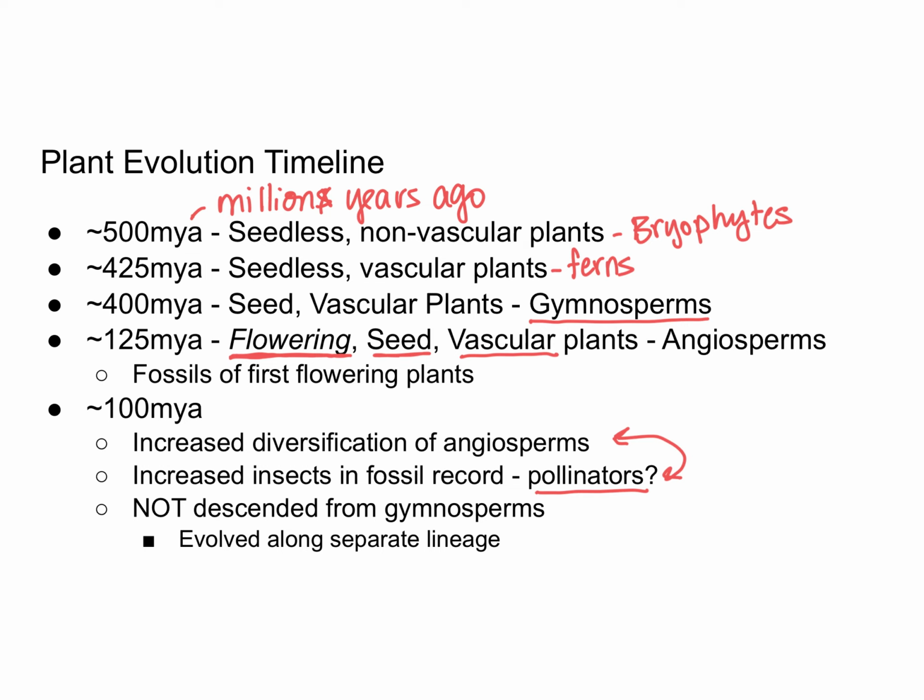Now, based on analyses, it is believed that the angiosperms did not evolve from the gymnosperms. So it's possible that they had a common ancestor back in the day, but then they evolved along two different pathways.